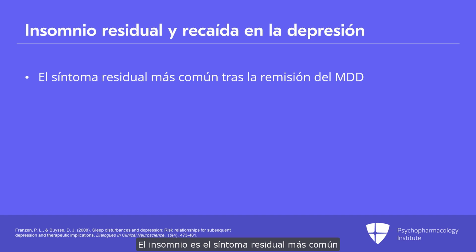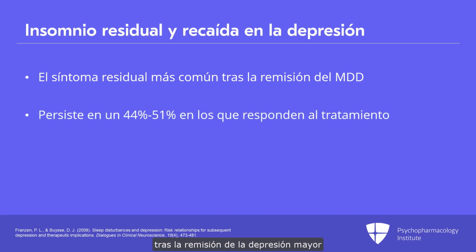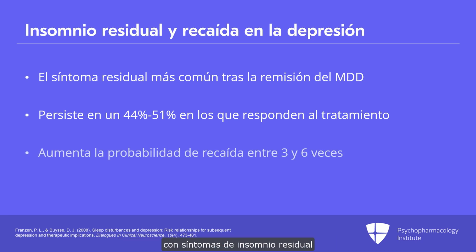Insomnia is the most common residual symptom following remission from major depression, occurring in 44 to 51% of the treatment responders following cognitive behavioral therapy or pharmacotherapy for major depressive disorder. Major depressive disorder patients with residual insomnia symptoms are 3 to 6 times more likely to relapse than major depressive disorder patients in full remission, and relapse may occur more quickly in the presence of residual insomnia symptoms. In other words, if we can optimally treat insomnia disorder, then we can prevent the relapse of depression.